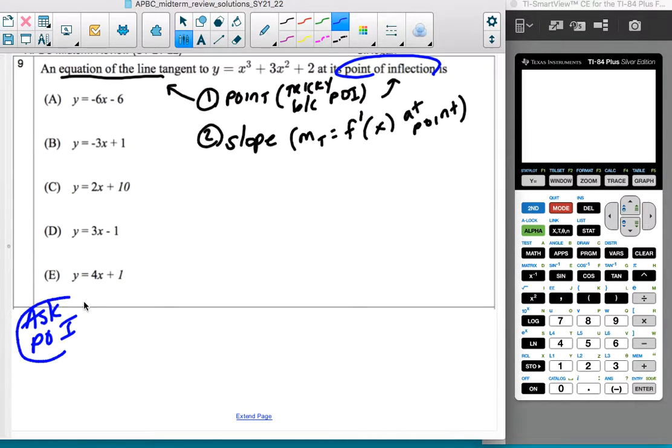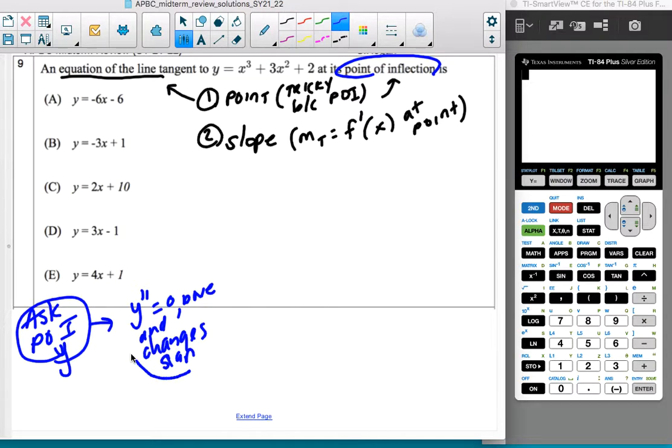So let's kind of work backwards with what a point of inflection is, right? We've got to find the point of inflection to find anything about that line. Well, a point of inflection for some curve y is going to be where y double prime equals 0 or does not exist, and this is key, changes sign. So I need the second derivative, I need a sign chart, I need to find where it changes sign.